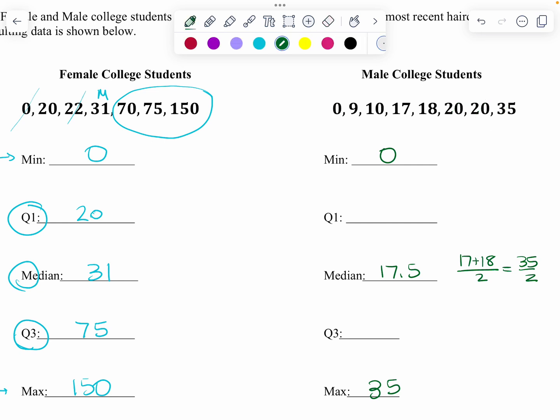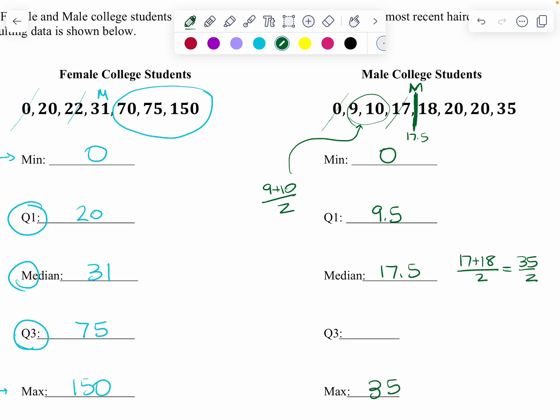It's not in the data. So I'm going to put our median here. If you really want to write in 17.5, you can. But now I'm going to find the middle of the bottom half. So I do the same thing. 0 and 17 cut out. And you're like, oh no, I have two numbers left. I have to find the middle of those two. And that's 9.5. And that's Q1. And again, if you're like, wait, what do I do? 9 plus 10, cut it in half.